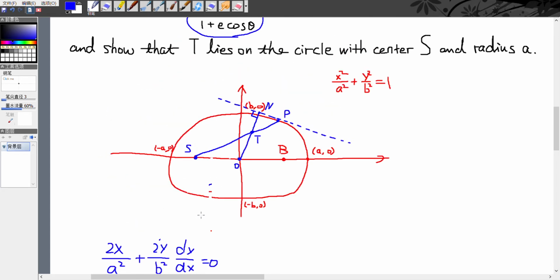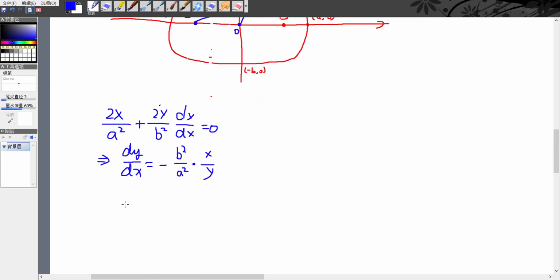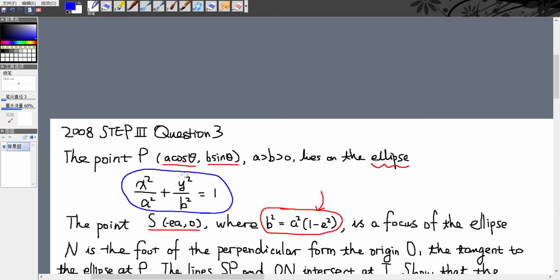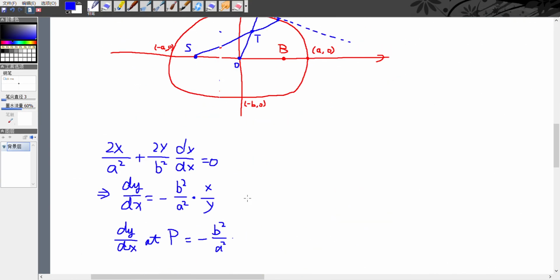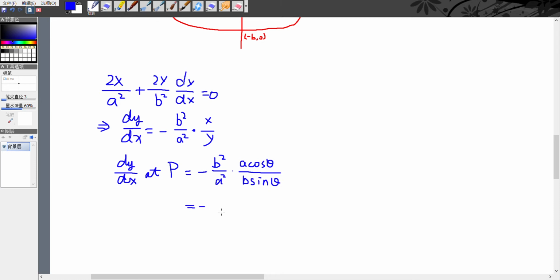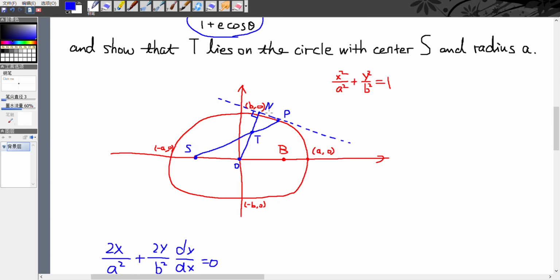Okay, and the gradient of this tangent will be just equal to dy by dx at P, which is negative b squared over a squared times... so the x coordinate of P is just a cosine theta and y is just b sine theta. We should just substitute those values in. So this is a cosine theta and this is b sine theta, which gives us negative b cosine theta over a sine theta. This is the gradient of this tangent MP.